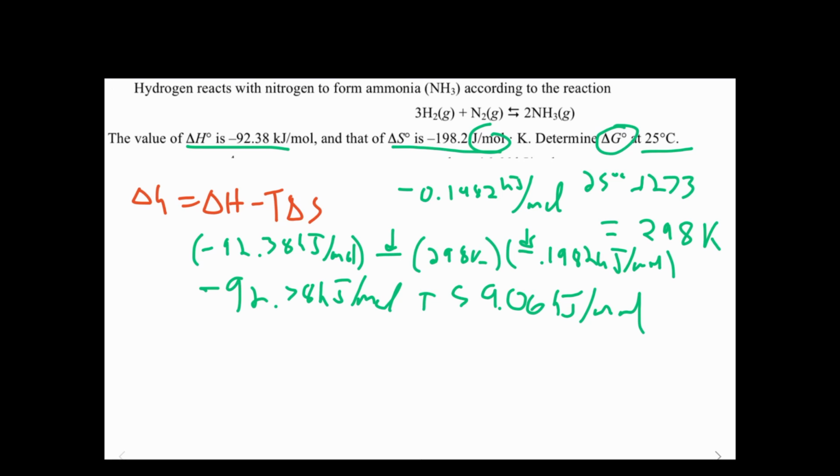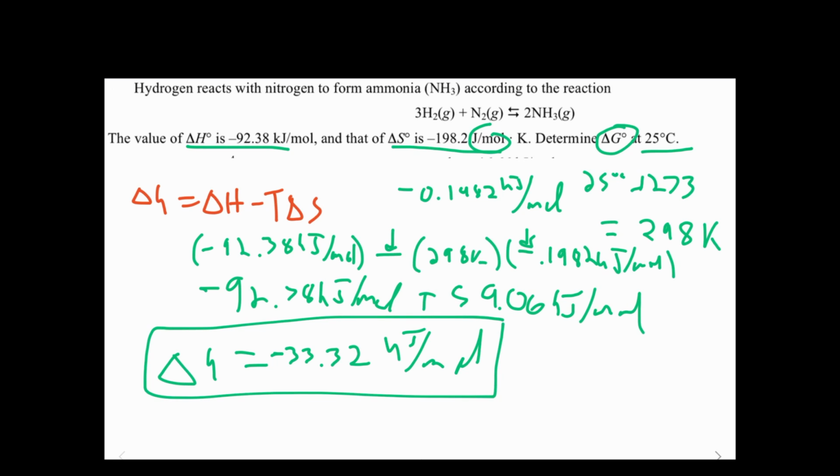Finally, we can calculate our final value for delta G. When we combine those, we get that delta G equal to negative 33.32 kilojoules per mole. And because this value for delta G is negative, we know that this process to make ammonia is a spontaneous process.